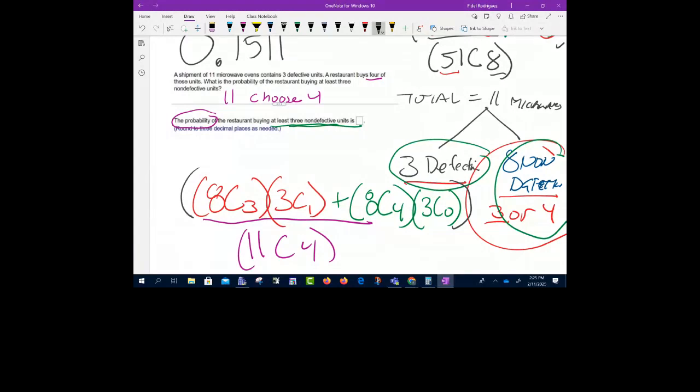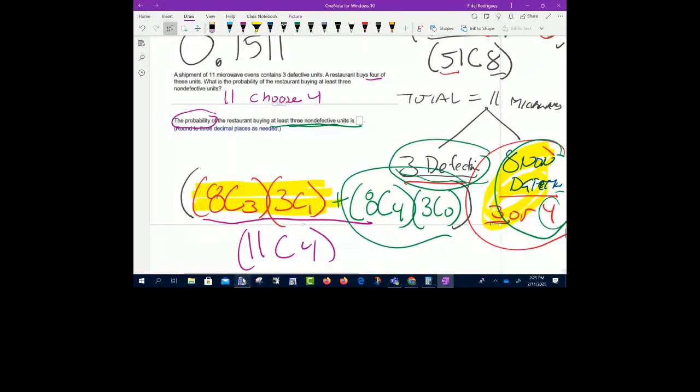Okay, y'all, before I go in and start to do the actual calculation, let me just do a real quick recap. Remember, we're picking 4, and we want at least 3 that are working. So out of the 8 that are working, we could have picked 3 of them, which would have meant we picked 1 out of those that don't work. Or we picked all 4 that are working, and we didn't pick a single one of the ones that didn't work. Okay.